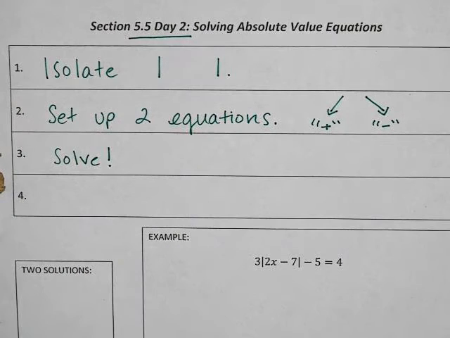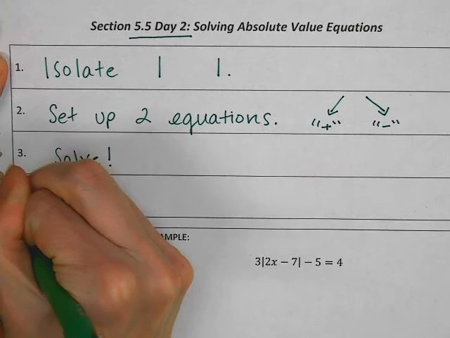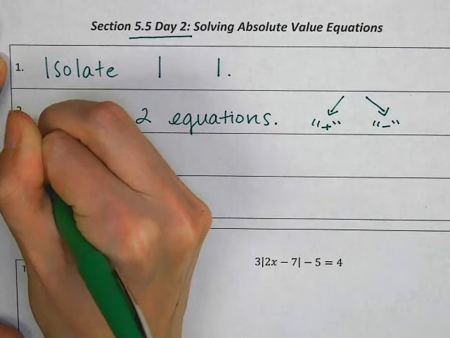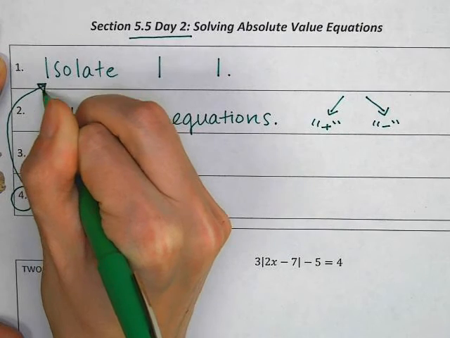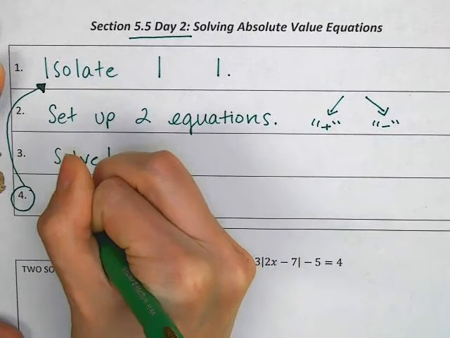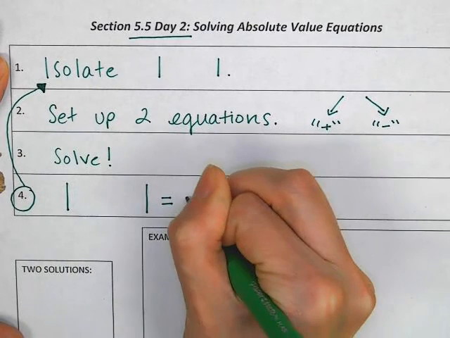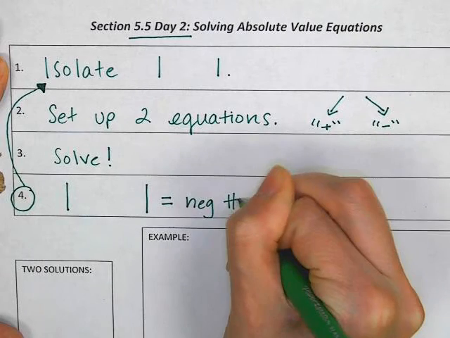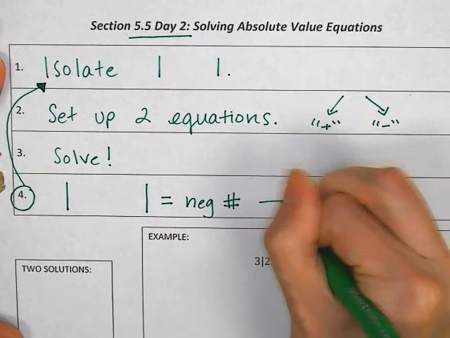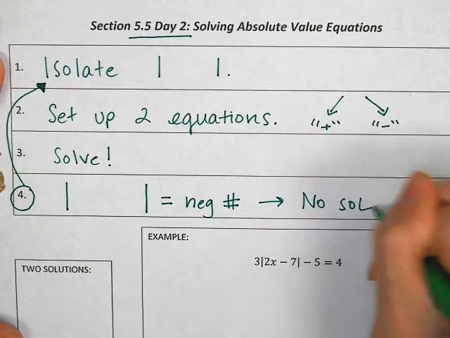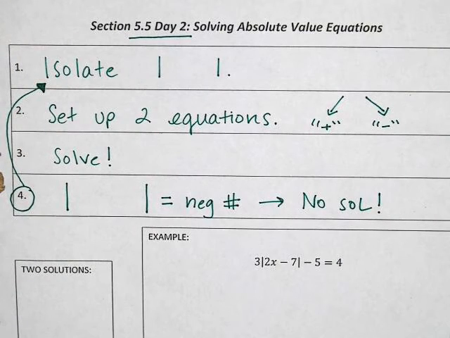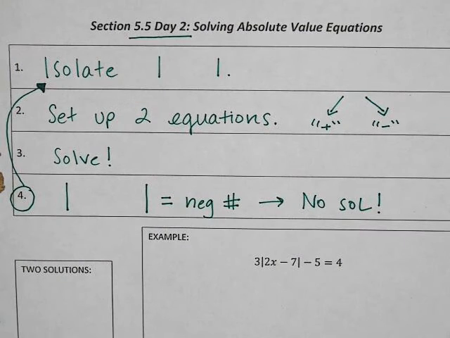Okay, now today's only new thing is step 4, and it's a little trick after step 1. Sometimes when you end up isolating and it already equals a negative number, the answer is always no solution, and you can stop right there. And I'll show you why when we start doing some problems.